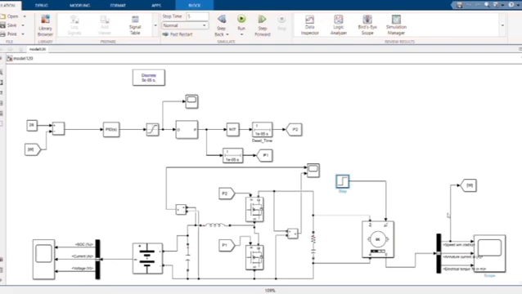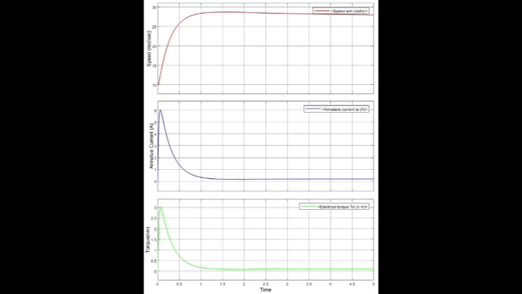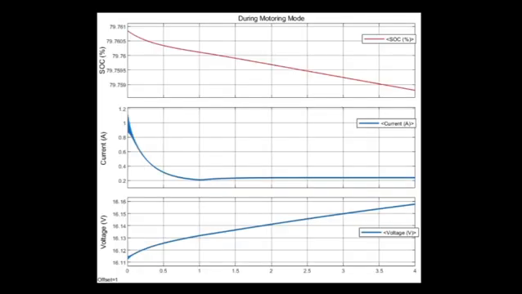Now, after simulating the model in both motoring and regenerative mode, the results are as follows. The speed increases from 10 radians per second to 28 radians per second, which is the reference speed. The initial peak in the armature current and torque graphs is due to the initial condition of the motor. After reaching the reference value, the armature current and torque reduce to a settling point. You can also see that in motoring mode, the state of charge decreases from 79.761% to 79.759%. The corresponding current and voltage graphs are produced.